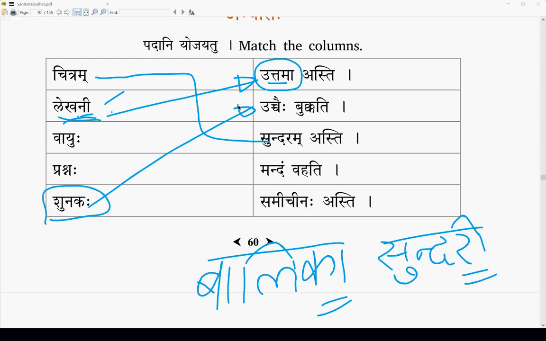If you look at the other one, Prashnaha, the only remaining is Mandamohati. Prashnaha Mandamohati is technically okay again, but it doesn't make much meaning. Prashnaha Mandamohati means the question flows slowly, which is more appropriate for Vayuhu. Vayuhu Mandamohati, Vayu flows slowly. And Prashnaha Samichina asti is a more appropriate match.